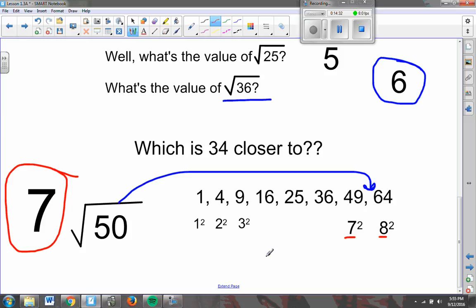If you have questions about finding square roots using this list of numbers, and even going up maybe to 81 and 100 as well, please make a note to ask me in class tomorrow.